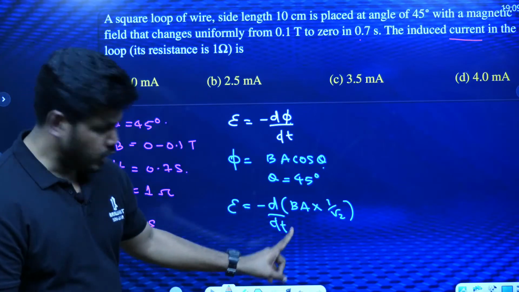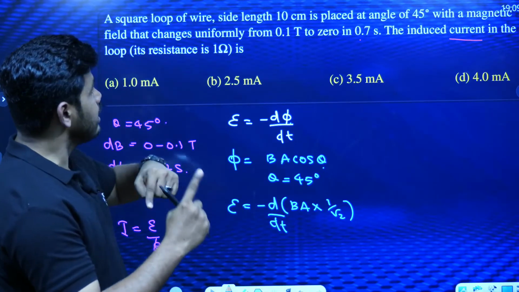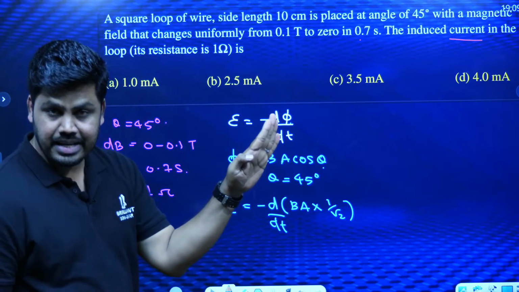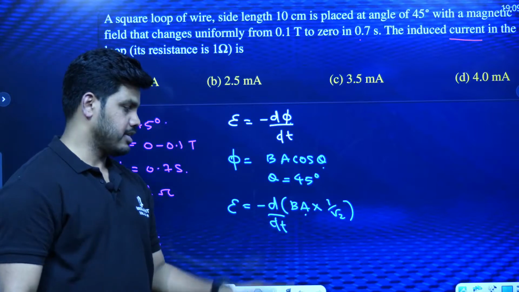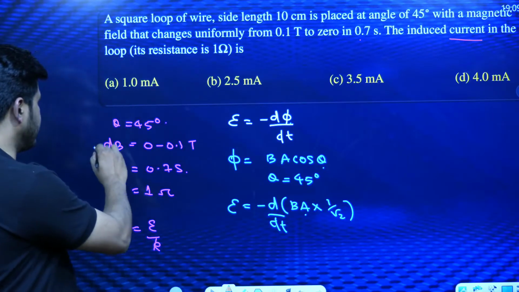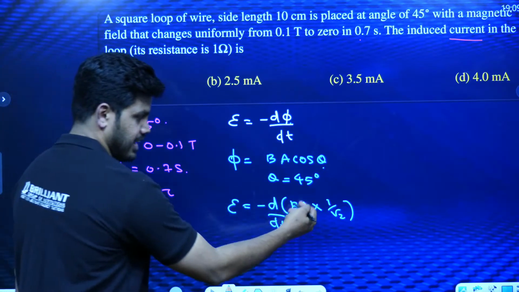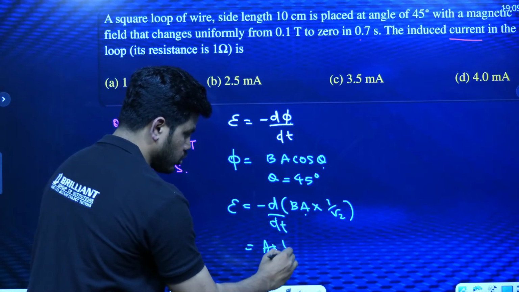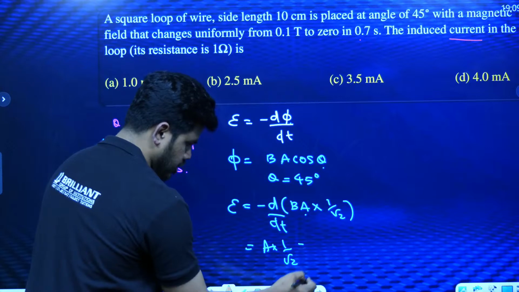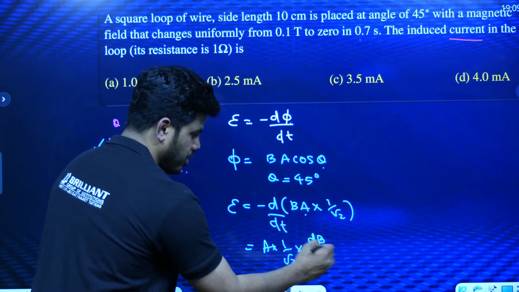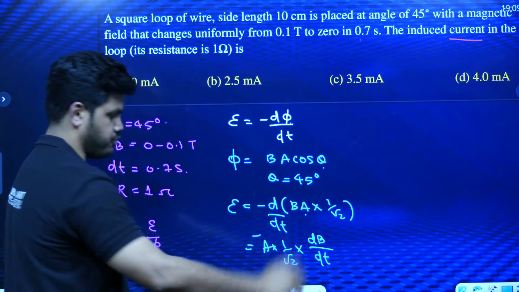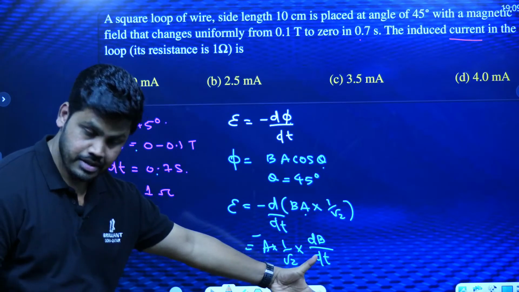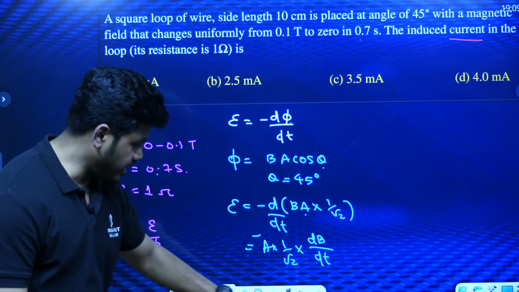Look at this equation. When the square loop is kept in a particular field, is its area varying? No, area is a constant. What is varying here? Magnetic field actually. So we can take the area value and 1 by root 2 out. So area into 1 by root 2 is going to be multiplied by dB by dt, with the minus sign. What is dB by dt? dB is given, dt is given. That we will substitute here. Done. And we are coming to the final answer soon.